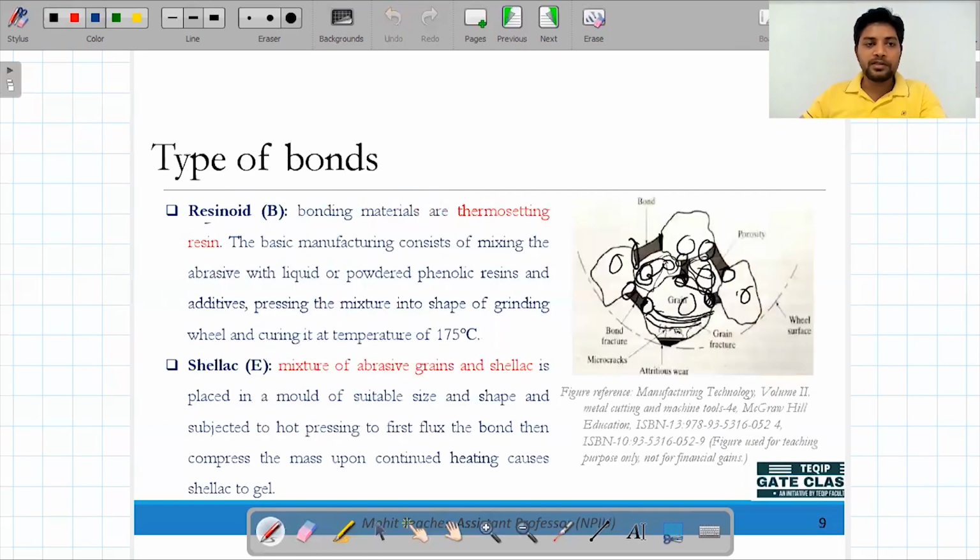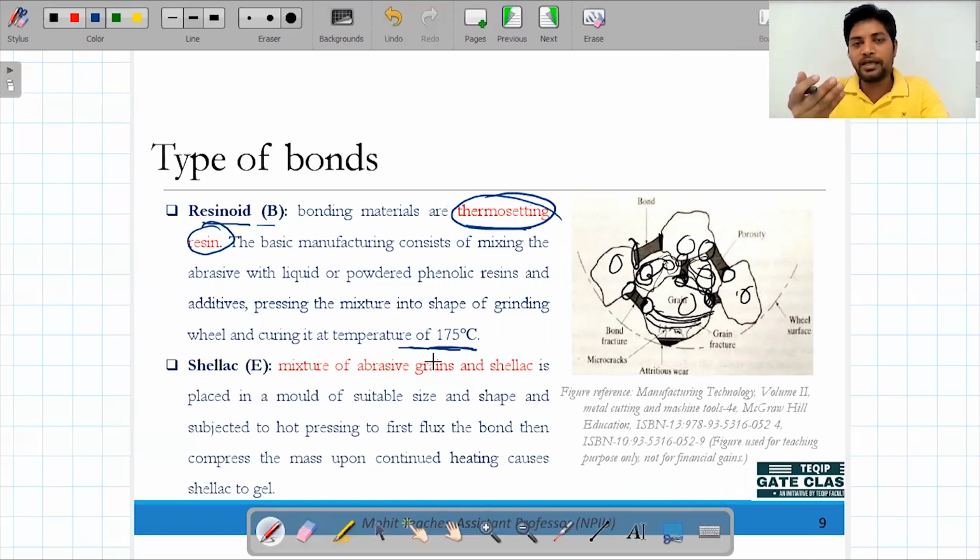Next, the resinoid. This is also a category of plastics or rubber, we can say. This category comes under the thermosetting resins. We have to heat it up to 175 degrees centigrade. After that it will basically be removed from the workpiece area, meaning the liquidness will decrease.